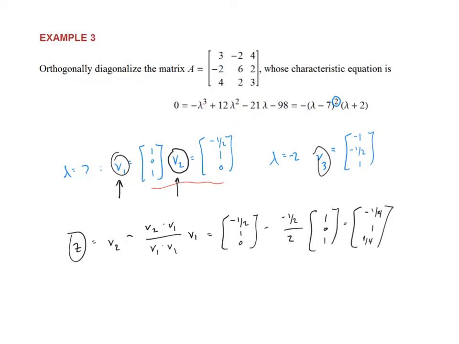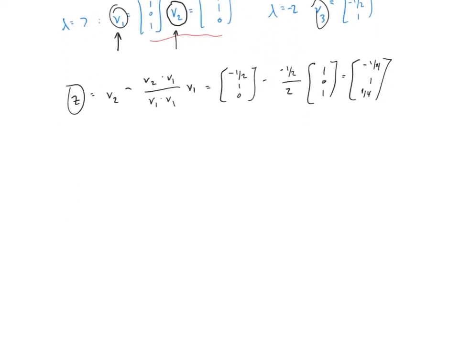The remaining step is to normalize. We normalize V1, Z, and V3, and then I can write down the P matrix in A equals PDP inverse. I'm just giving the normalized vectors: 1 over radical 2, 0, 1 over radical 2, and then negative 1 over radical 18.